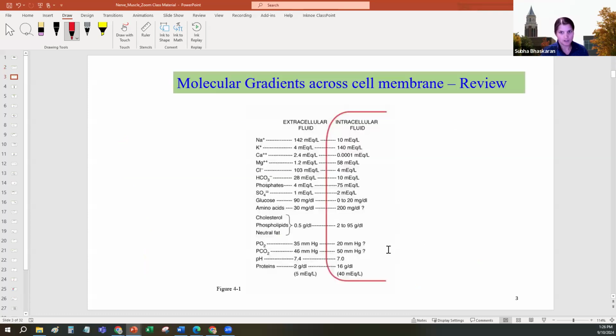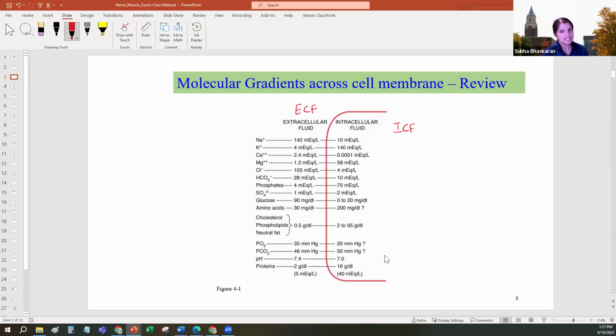So, molecular gradients across the cell membrane. Just a quick review here. I'm not expecting you to know the actual numbers from these, just where it is high and what is high. Extracellular fluid, intracellular fluid. And I am an interactive person, so if you can just try to answer my questions, it is more engaging for me, all right?